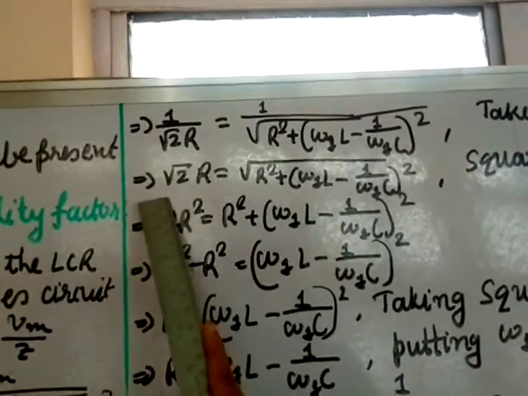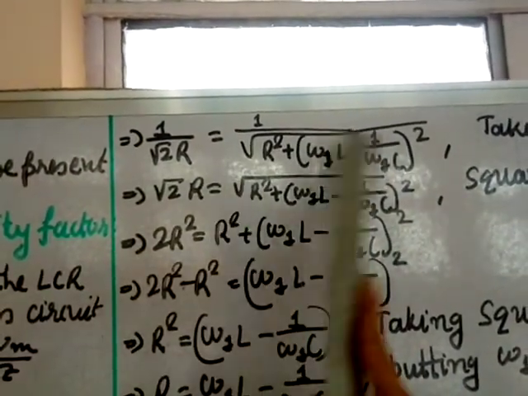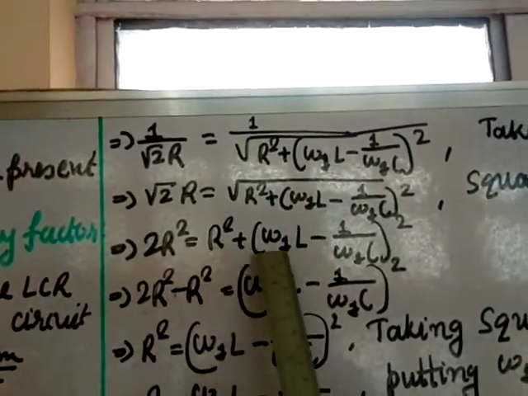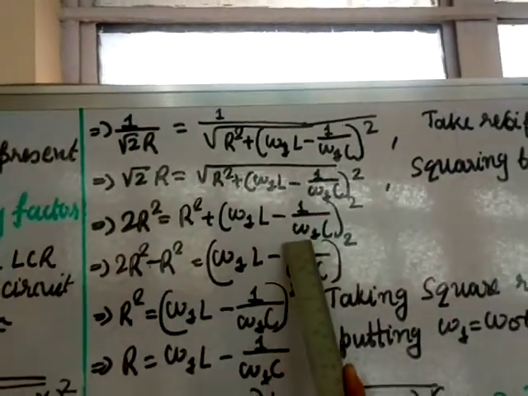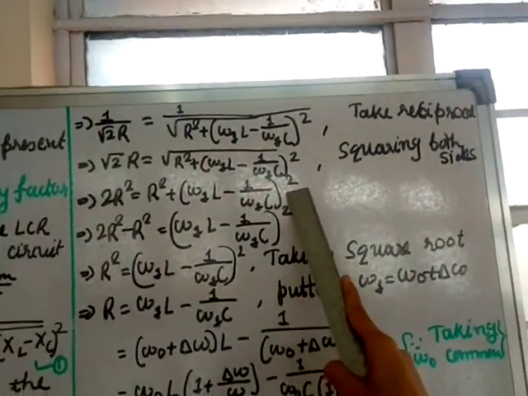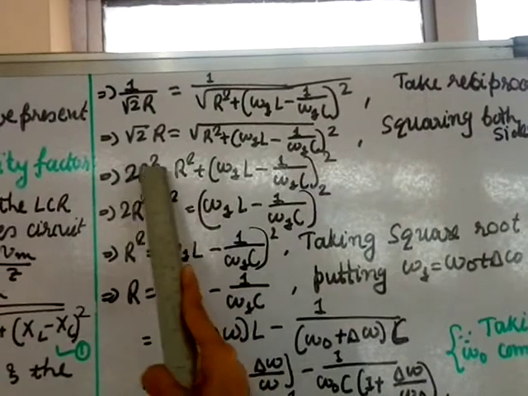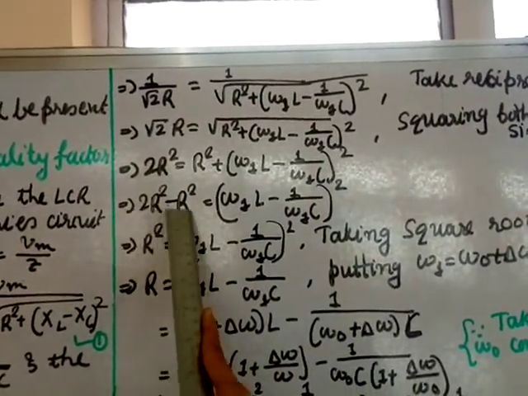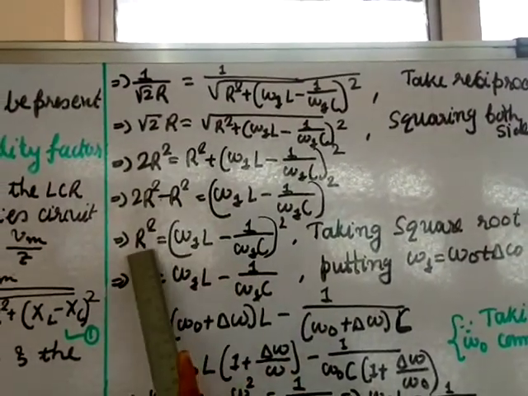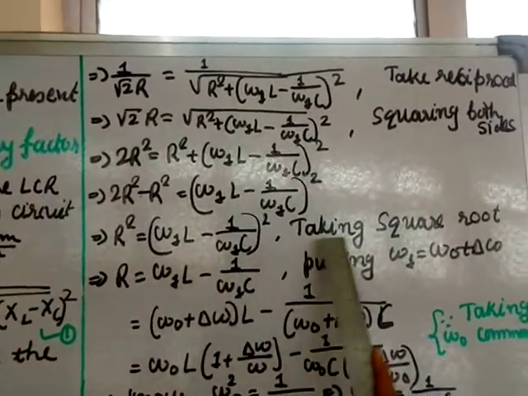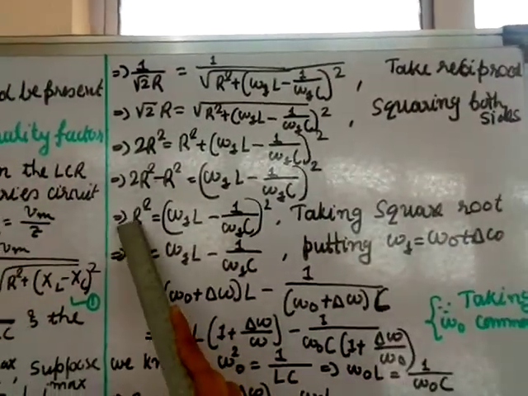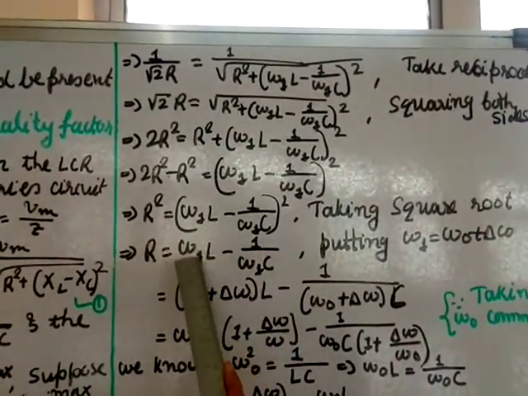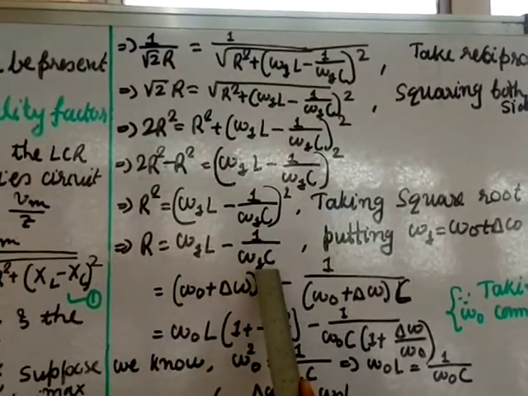So this root 2 becomes 2 R square is equal to, the square root will cut, R square plus omega 1 L minus 1 upon omega 1 C whole square. Okay, now R square transferred here becomes negative, 2R square minus R square, this is as it is, so this gives you R square. Now take the square root on both the sides, so this becomes R, this square root will cut, so here remains omega 1 L minus 1 upon omega 1 C.